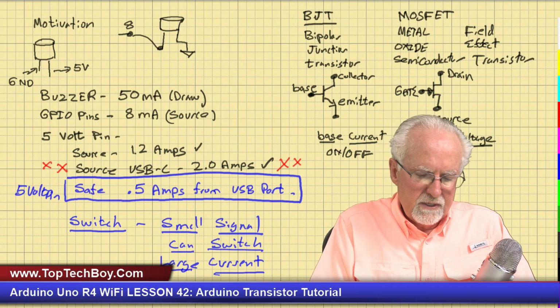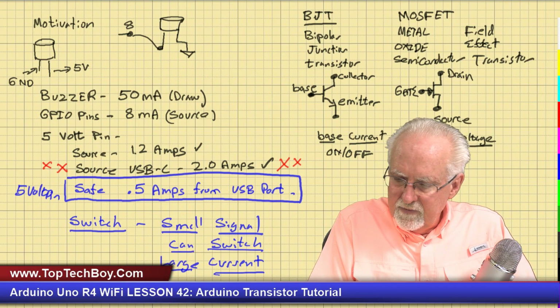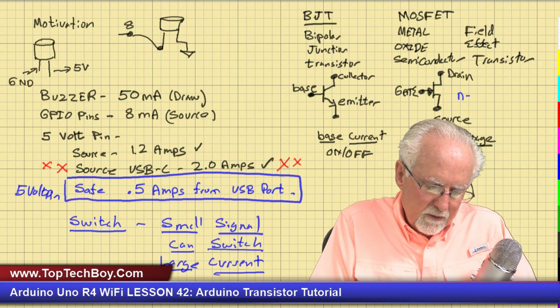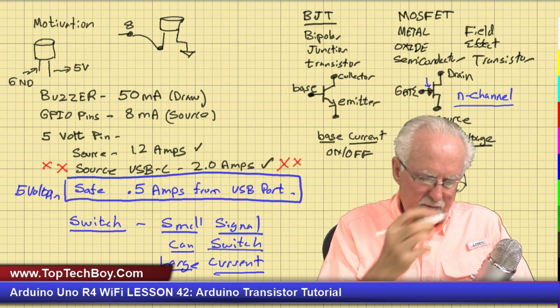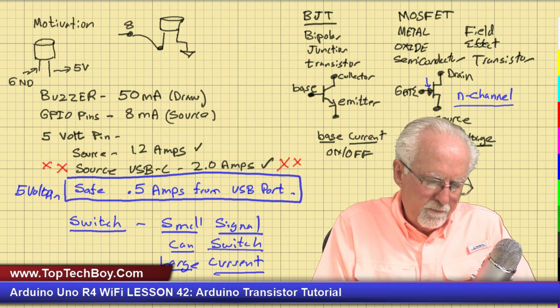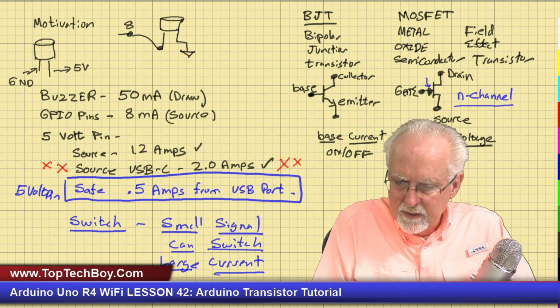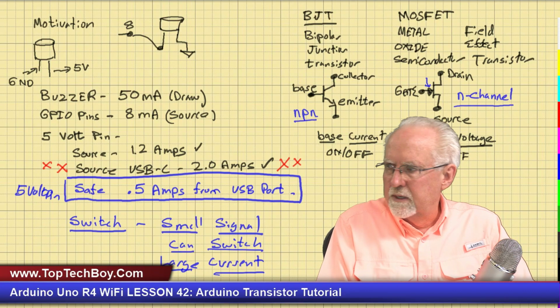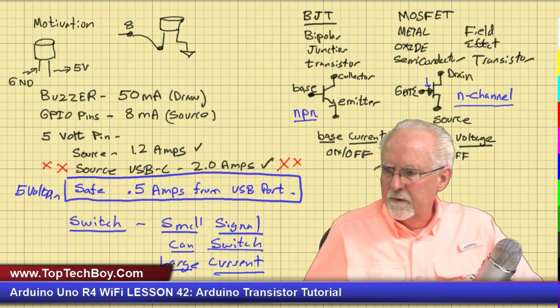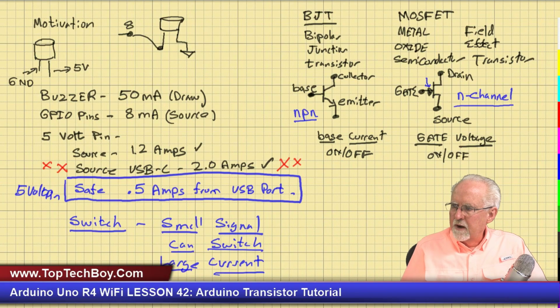But also, this is a specific MOSFET, and this is called an N-channel device. An N-channel transistor, and I remember that because the arrow here is pointing in. Okay, and over here on the BJT, the one that I have drawn here, is an NPN transistor, an NPN transistor. Gate voltage on off. Okay, time for me to get further out of your way.